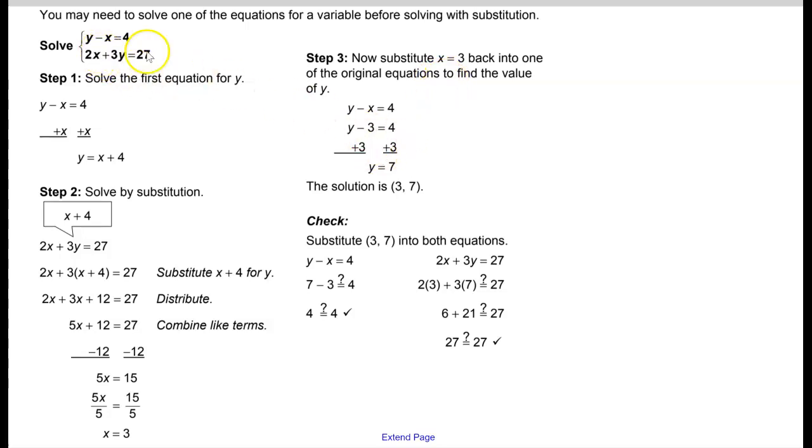So we put it into this first one, and we've got y minus 3 equals 4. Add 3 on both sides. Y is equal to, not 4, but 7. So our solution is 3, 7. And again, they showed an example where you could check it and see.